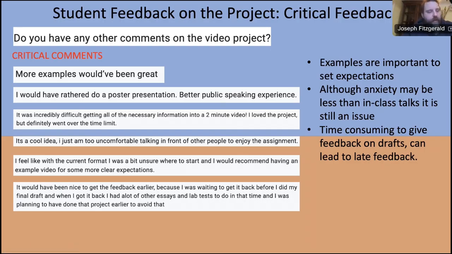And so I think if you were going to adopt this approach in your teaching, definitely supplying some examples that give students some baseline to go off of would be very valuable. Some students still said anxiety is an issue, so they're just uncomfortable having people looking at them up in front of class. That's understandable.